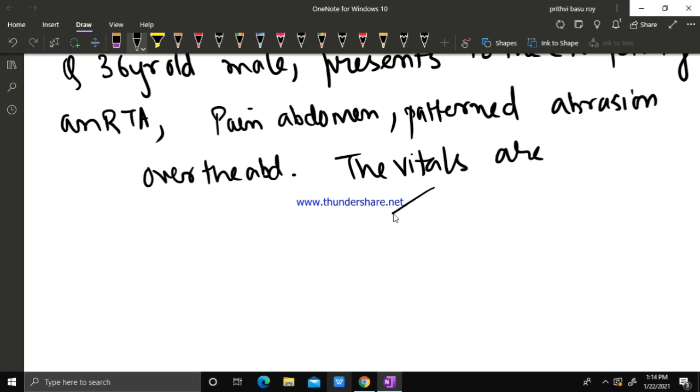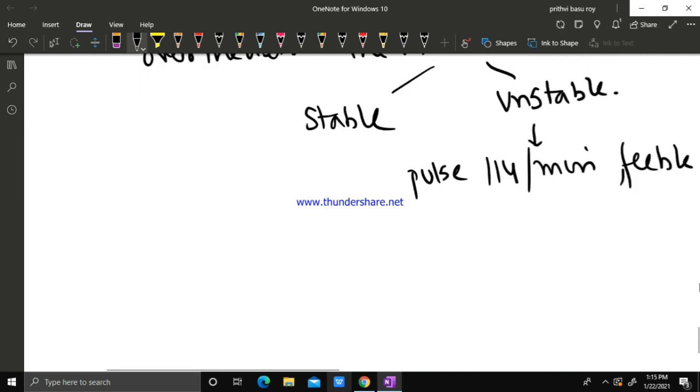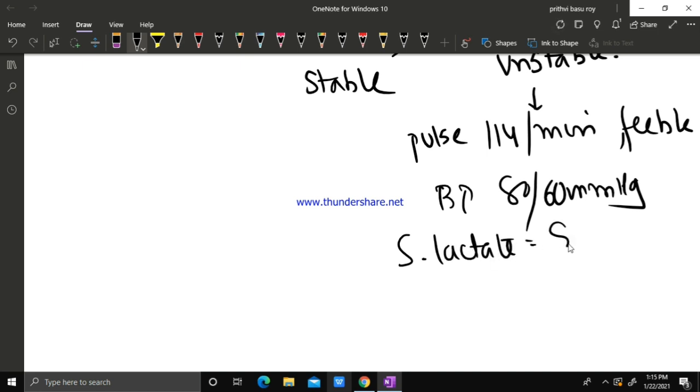So the vitals are either stable or unstable. This is the thing you need to divide in the beginning. If they give unstable vitals, in this case, the patient has a pulse of 114 per minute, which is feeble. Clear? The BP is 80/60, which is hypotensive. The serum lactate is 8.9, quite high, so the patient is in acidosis. Base deficit is high. Extremities are cool.